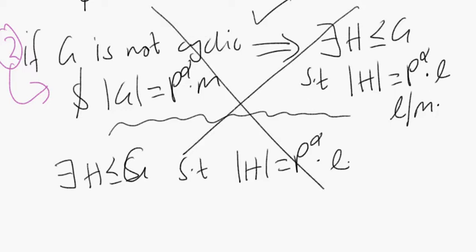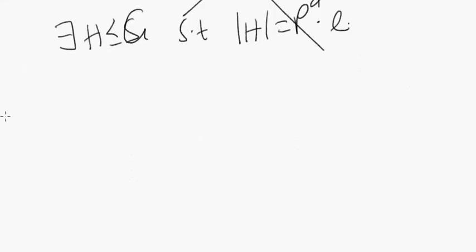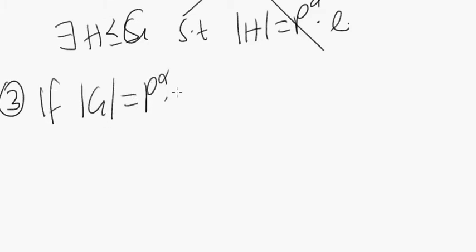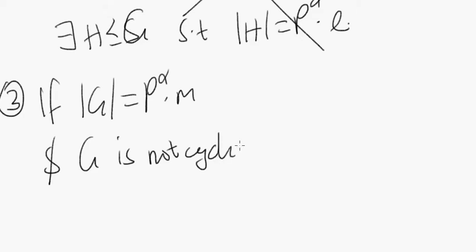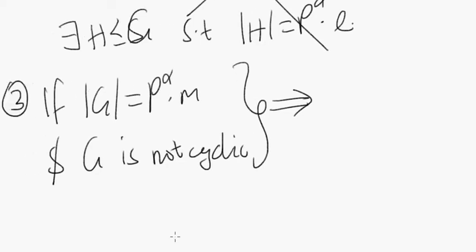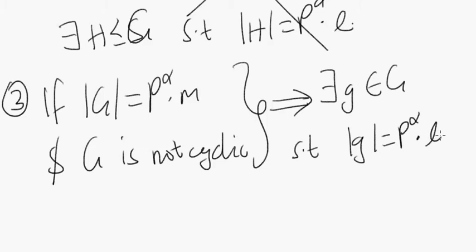How about this? Suppose we're able to prove this instead, let's call it statement 3: if the order of G equals p to the alpha times m, and G is not cyclic, then this necessarily implies that there exists some little g in G such that the order of little g equals p to the alpha times L, where L is a divisor of m. So this is different. It's not the order of a group, but we're saying there exists an element whose order is p to the alpha times L.